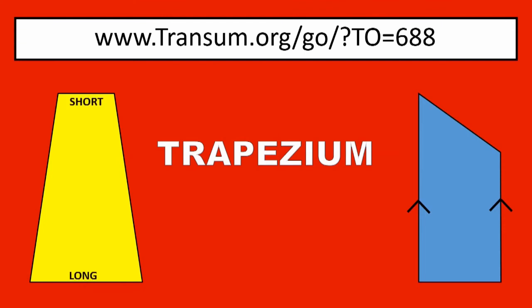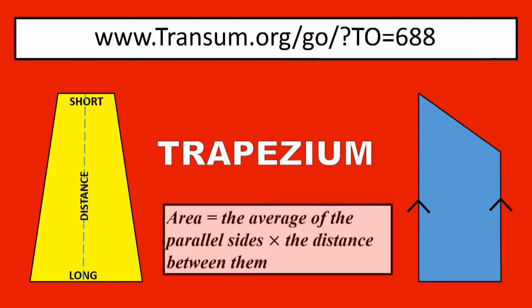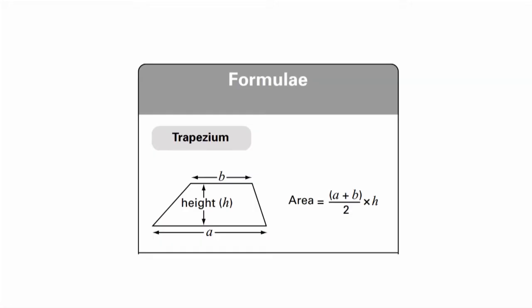So what we should do is actually find the average or the mean of the short and the long lengths. That gives us the average width, and then we can multiply that by the distance between those two parallel lines, and that should give us the area. So the formula for the area of a trapezium is the average of the parallel sides multiplied by the distance between them. And that would work in the blue trapezium as well.